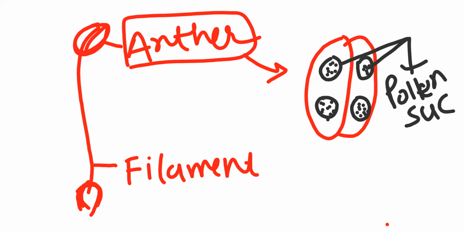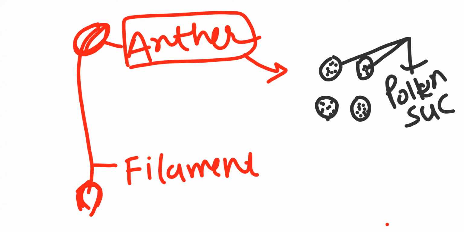When these pollen grains become mature, this anther will dehisce, means break, and pollen grains are liberated outside from it. Pollen grains are liberated outside for the pollination.